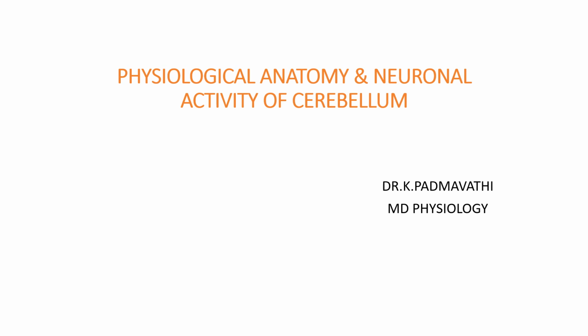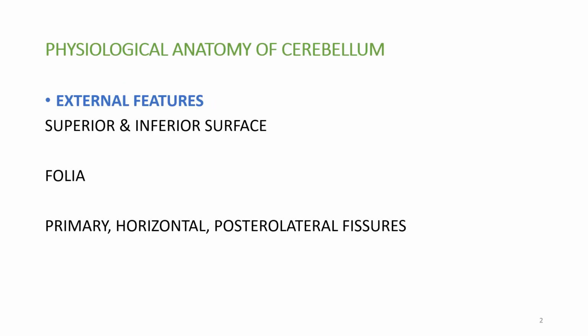Hi students, today we will learn about the physiological anatomy and neuronal activity of the cerebellum. Coming to the physiological anatomy of the cerebellum, externally it has a superior surface, an inferior surface, and folia, and the primary fissure, horizontal fissure, and posterolateral fissures.